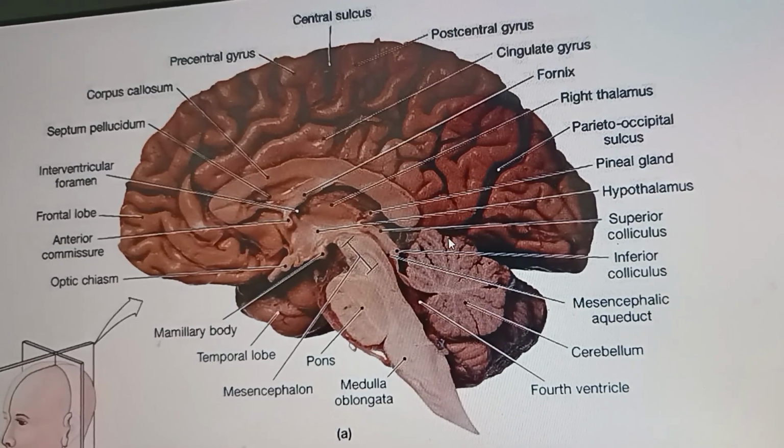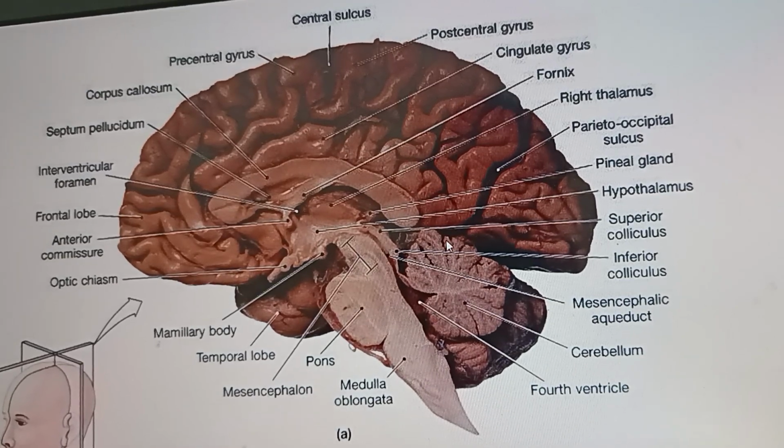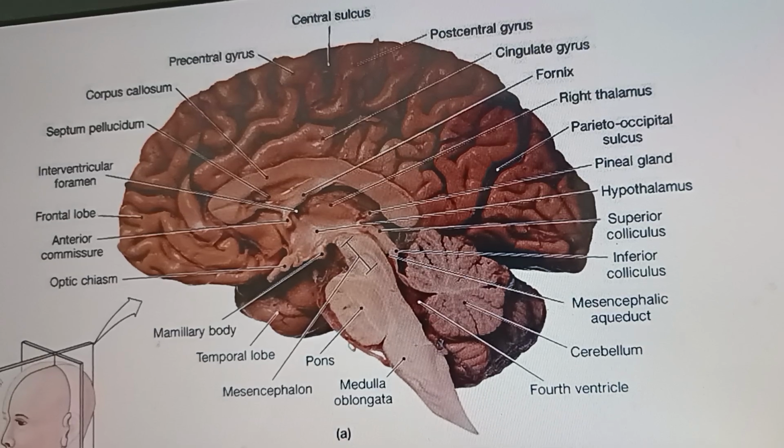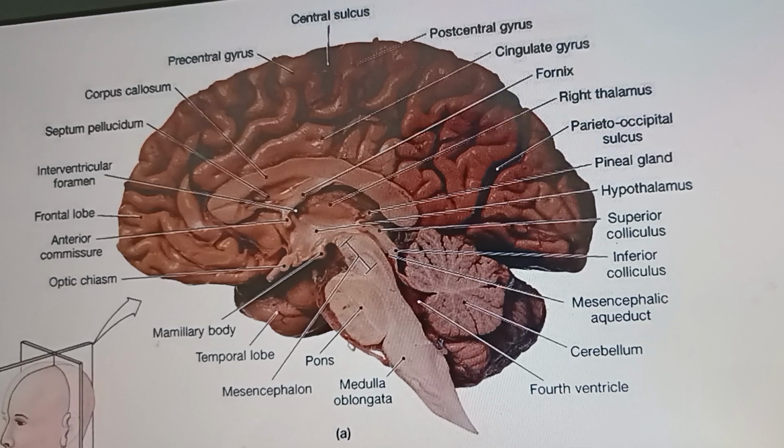What you see here is the sagittal section, or the mid-sagittal section, of the brain. So what is a sagittal section? If you cut your head into an equal right and left half, this is called a sagittal section. You can see how the cut has gone.